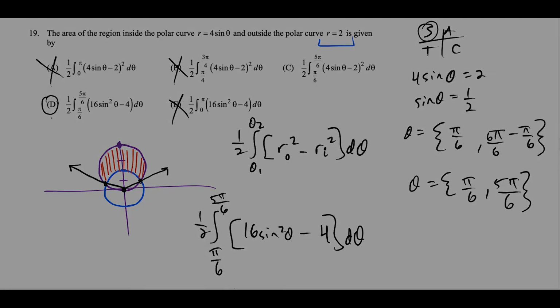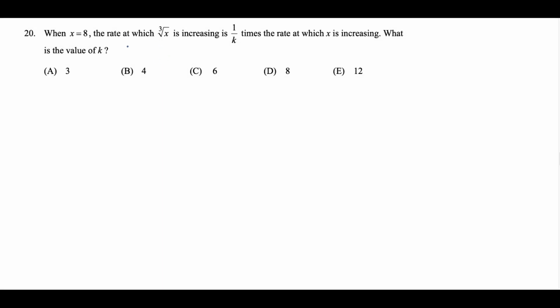So this one's going to be choice D. Now this question annoyed me just for the wording, but they're saying here the rate at which the cube root of x is increasing. So that's the derivative with respect to x of the cube root of x. The word "is" in math means equals, so I could say equals 1 over k times the rate at which x is increasing, which is the derivative with respect to x of x.